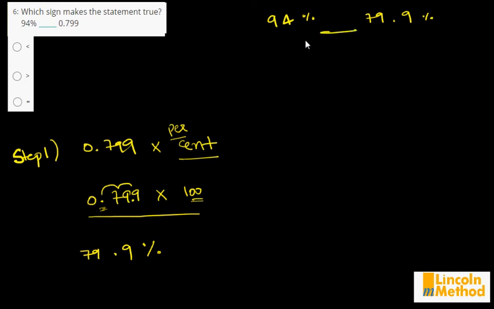Now we have two quantities. The first one is 94%, the second one is 79.9%. Which of these two is the greater? We know the answer, but there's another problem. A lot of us cannot remember how to use this sign. Now I can say that this is less than, but this can also be greater than. We don't know what it is.